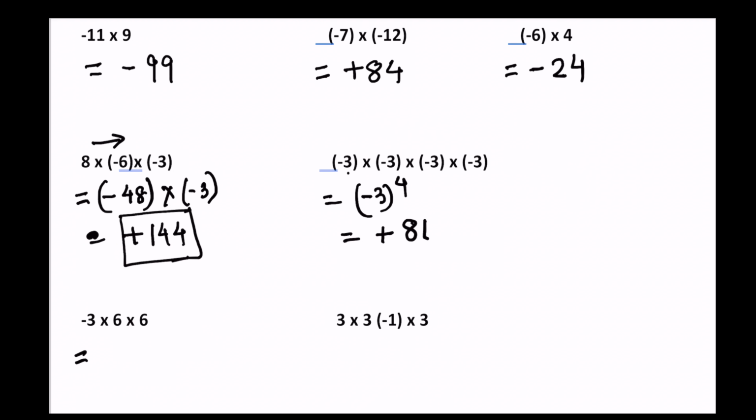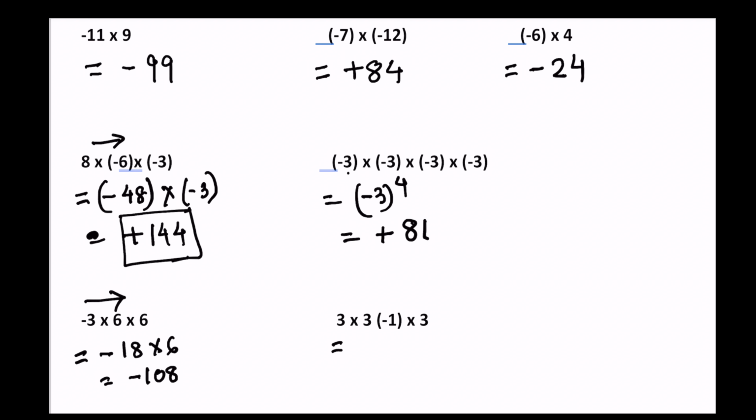Minus 3 into 6 into 6. So minus into plus, let's do left to right. Minus into plus is minus. 3 times 6 is 18 into 6. Now minus 18 plus 6, resulting number will be minus, and 18 into 6 is 108. Move on to our next problem.